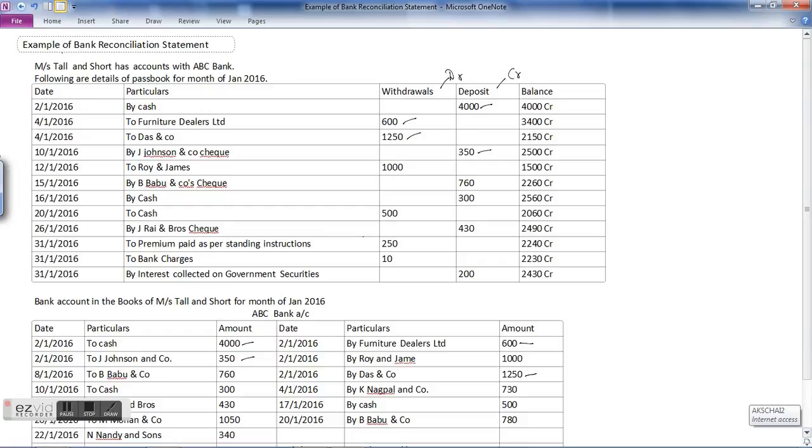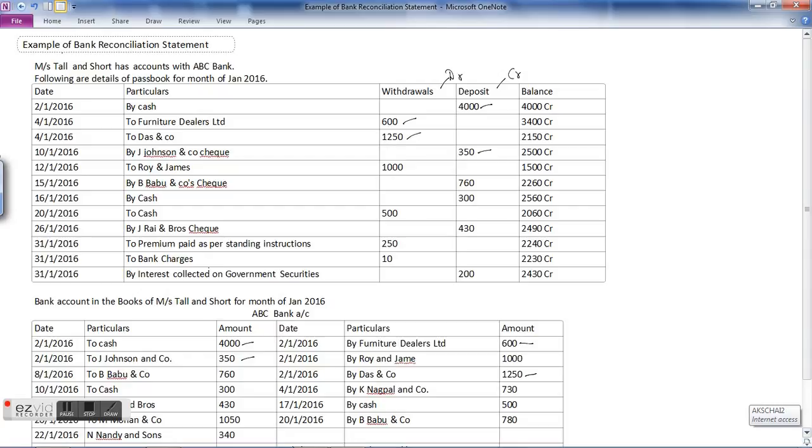Now if you have the question that in the bank account the transaction is on 2nd Jan, whereas in the passbook the transaction is on 10 Jan, what would have happened is we would have received a check from J. Johnson and Company of rupees 350, but we would have deposited it after 2nd January, and then it would have got cleared on 10 January. That's why in the bank statement it is appearing on 10 January, whereas in our books of accounts, that is the bank account, it's appearing on 2nd.